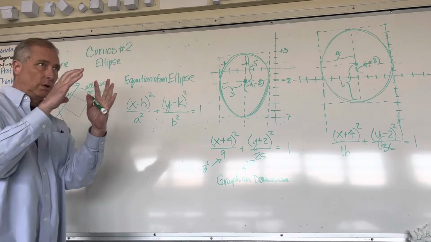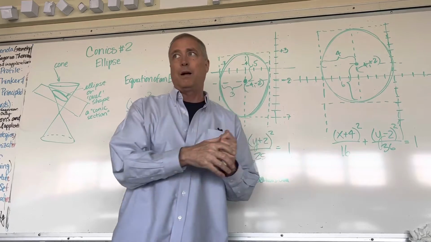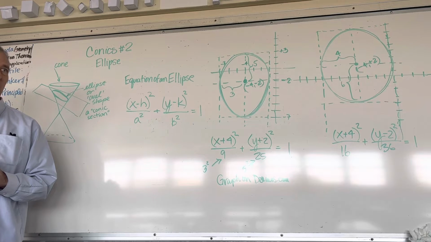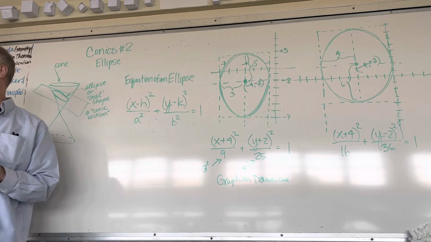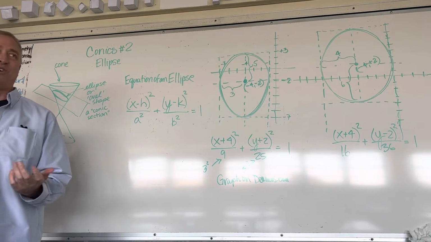You've got a circle, and then you squish it or elongate it, and now it goes like that, right? Maybe a flying saucer, if you've ever seen one. You ever seen a UFO, an unidentified flying object? They always look like ellipses, right? They look like that kind of saucer shape.